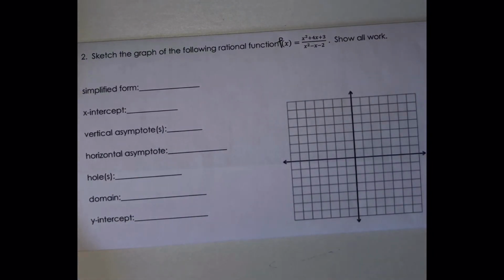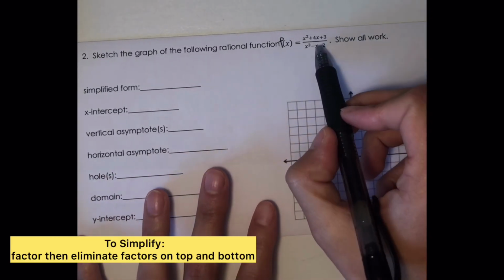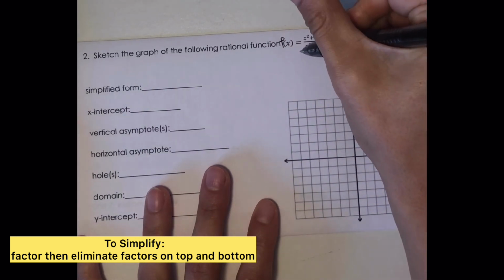All right, it says sketch the graph of the following rational function, f of x equals x squared plus 4x plus 3 over x squared minus x minus 2. The first question asks for the simplified form. So to simplify this, we need to factor. So I'm just going to do that right below.